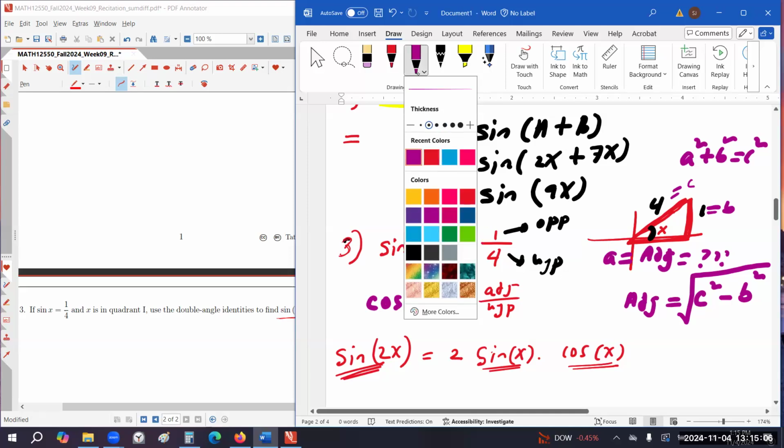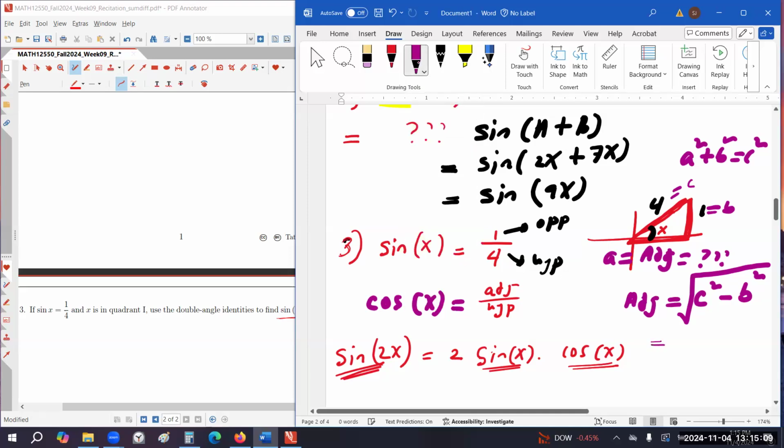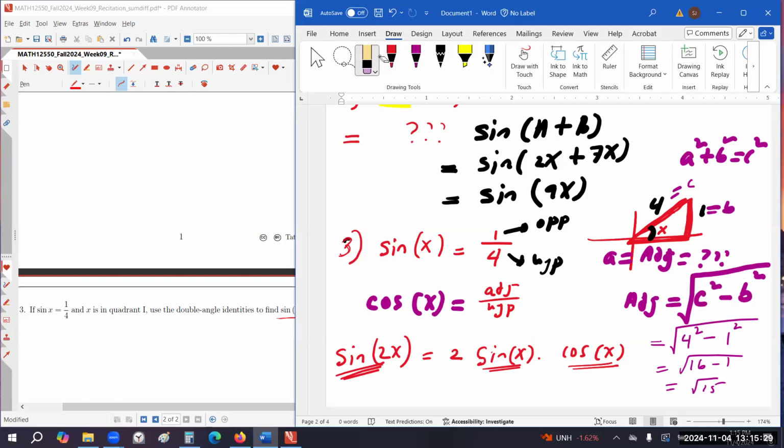We'll make it thinner. So our C is 4, we have 4 square. Our B is 1, so we have 1 square. Whatever we have, we take the square root. 4 square is 16, 1 square is 1. That gives us square root of 15. That means the adjacent side they did not give us is actually square root of 15. We were so smart, even though they did not give us, we still figured that out. Yep, square root of 15.